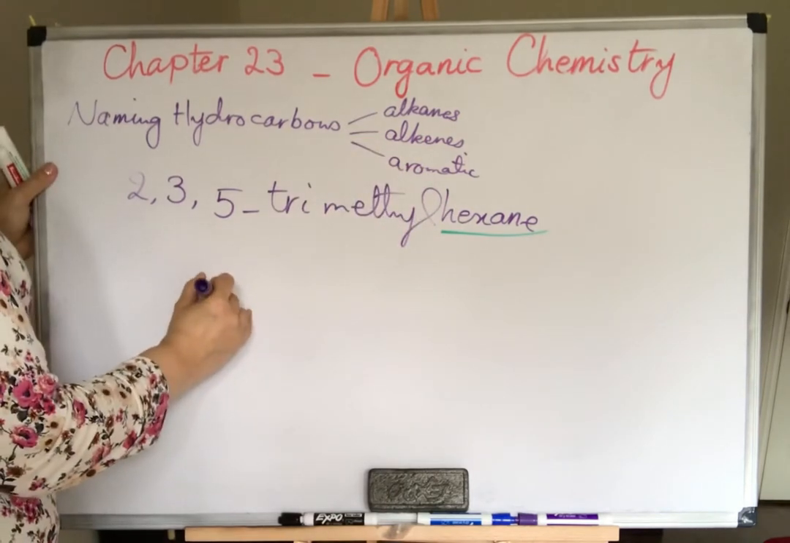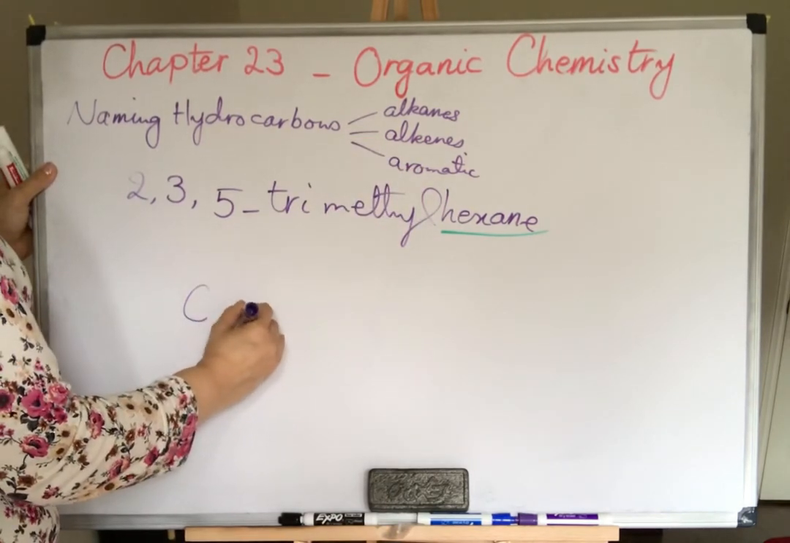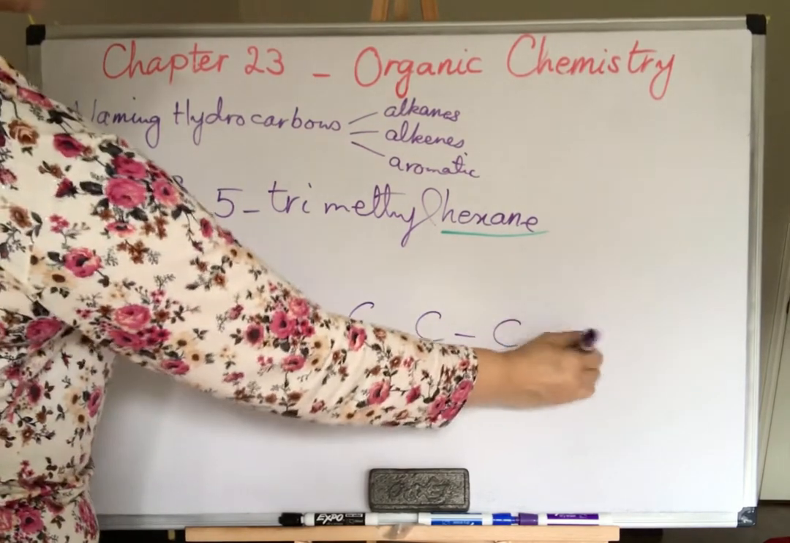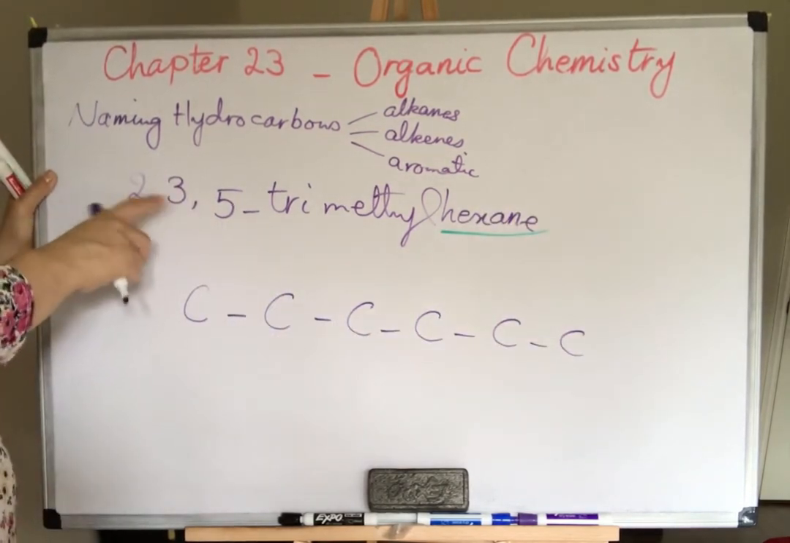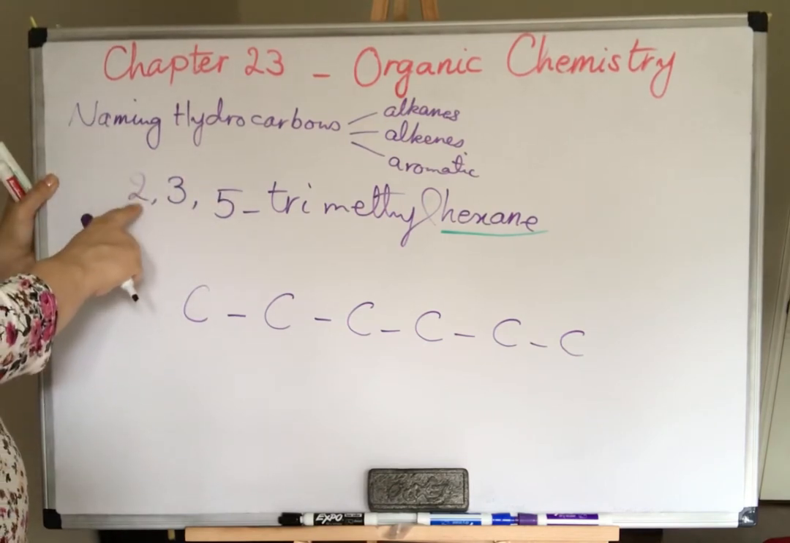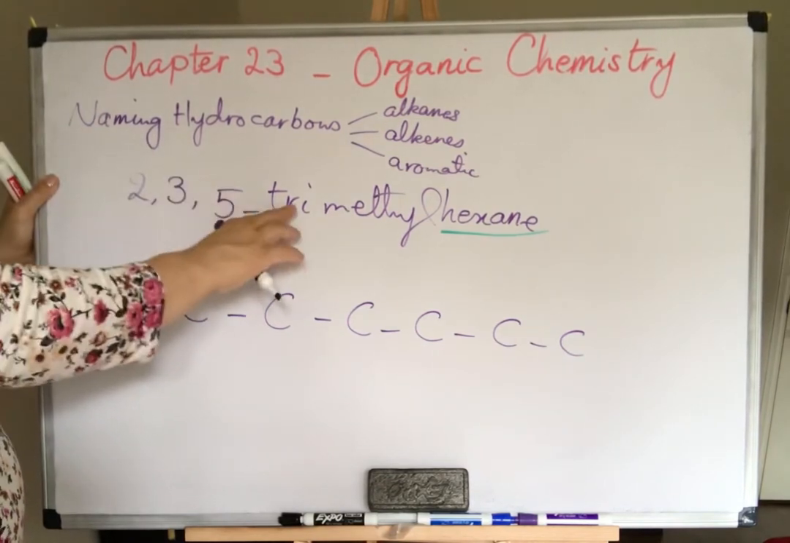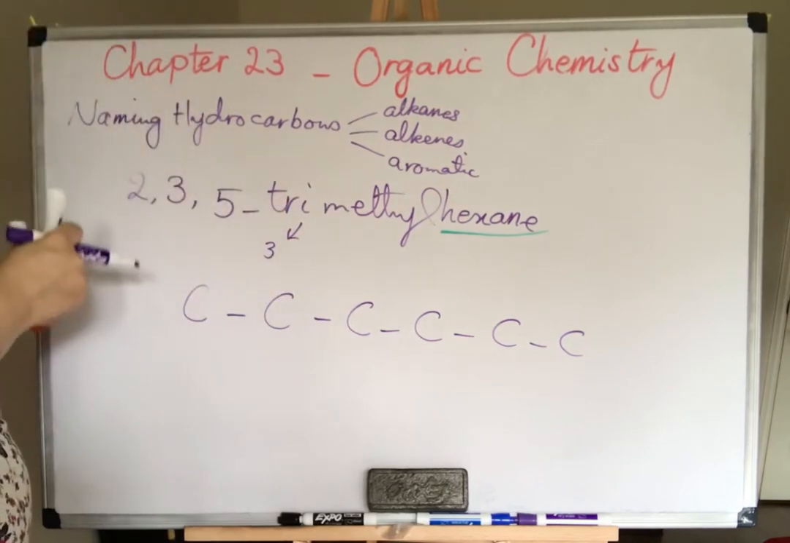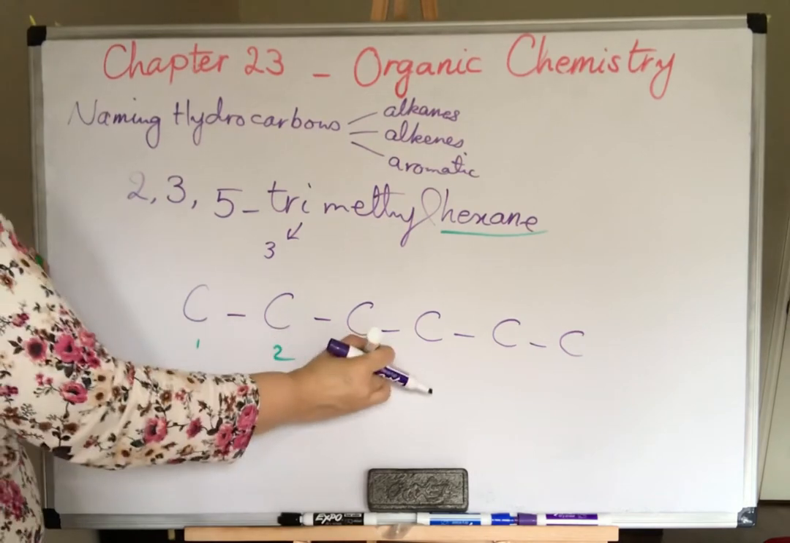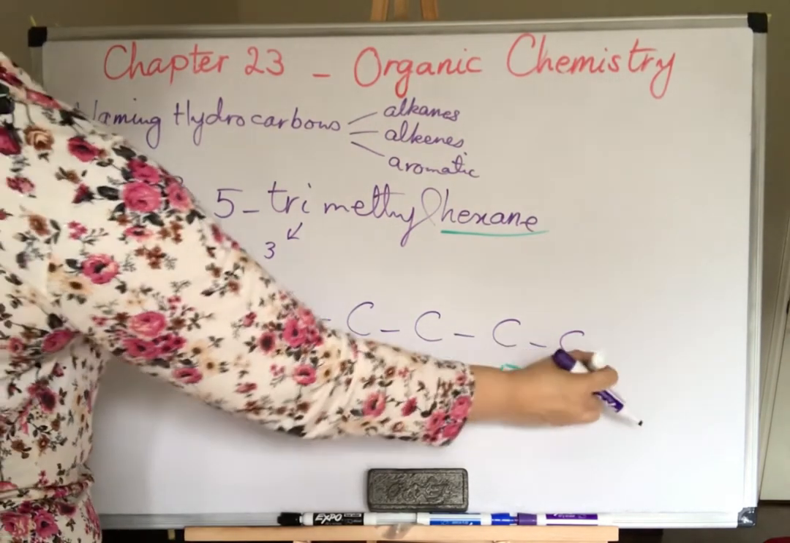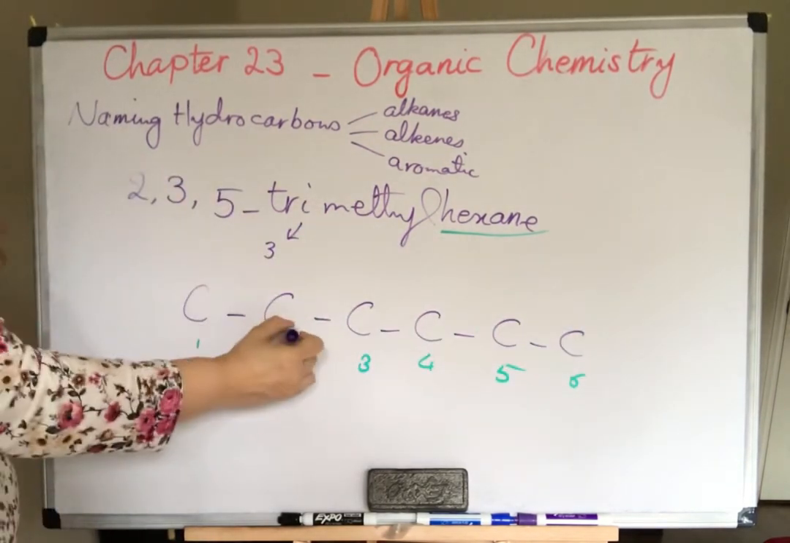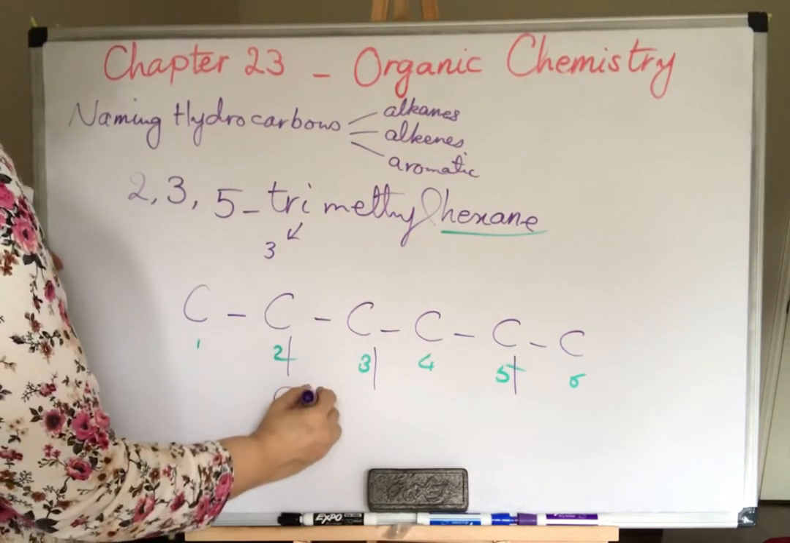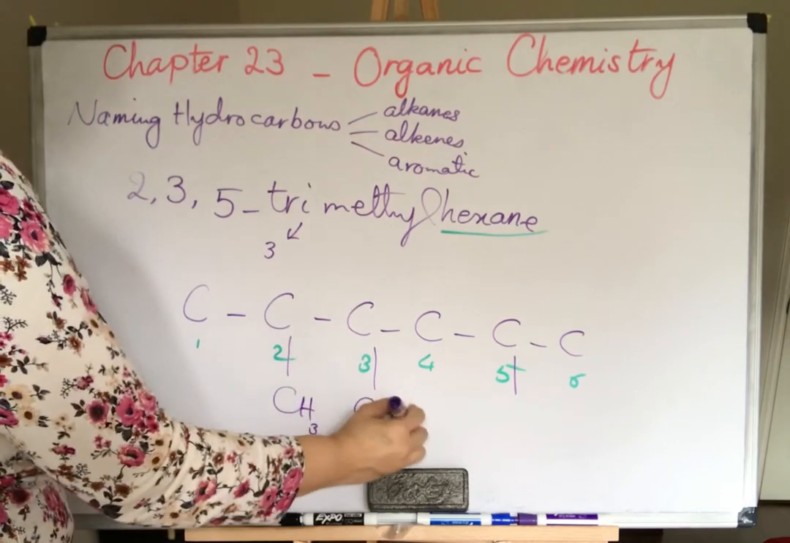6. So put 6 carbons first, a little bit distance from each other. Okay, 6. Now, what do you have as a branch? On the 2nd, 3rd, and 5th, you have 3 methyl groups. Tri is 3, right? So 1, 2, 3, 4, 5, and 6. On the 2nd, on the 3rd, and on the 5th carbon, you have 3 methyl groups, right?